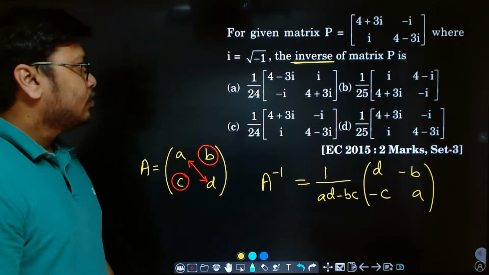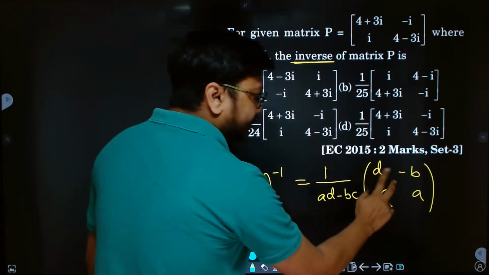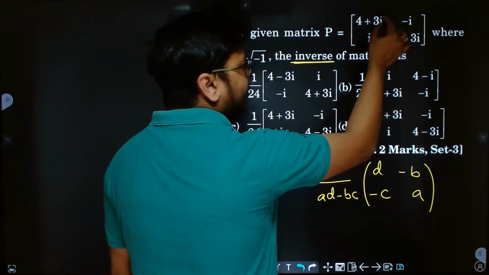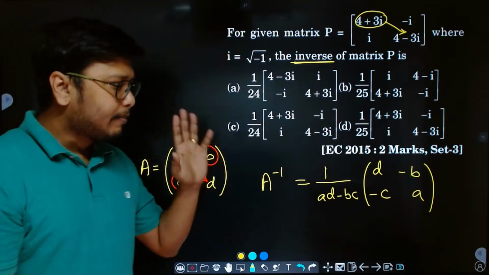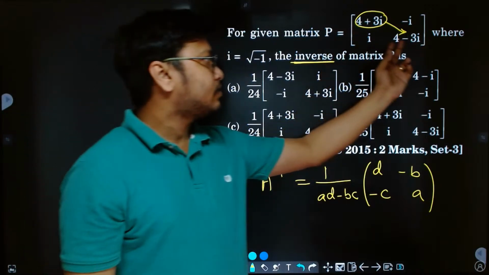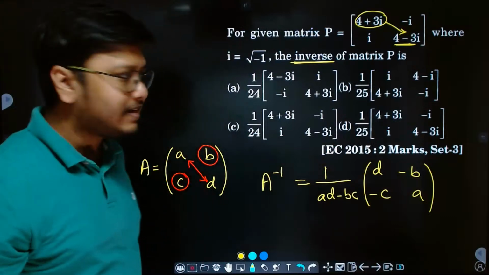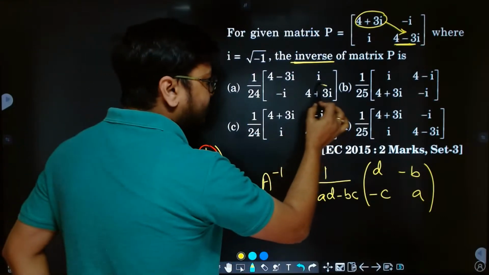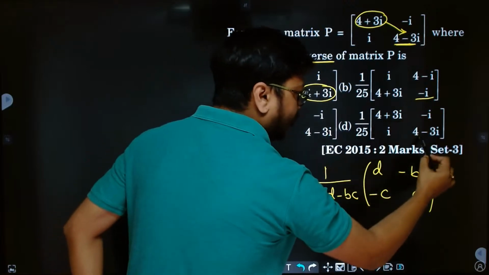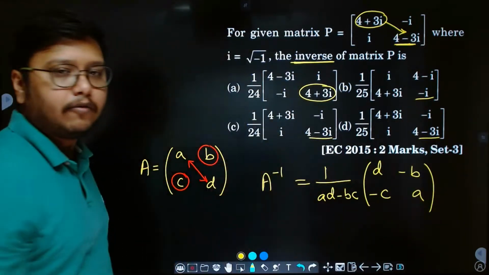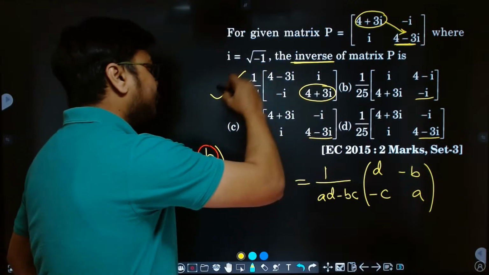Okay. So one thing we can observe is that if we are interchanging the elements, then this element is supposed to be over here, right? Let's forget about the determinant, everything else. So in the inverse, this position should have the element 4 plus 3i. So I can see 4 plus 3i is only present in this particular option. In the rest of the options, this position has different values. So we don't need to do anything else. Directly we can say option A is correct.